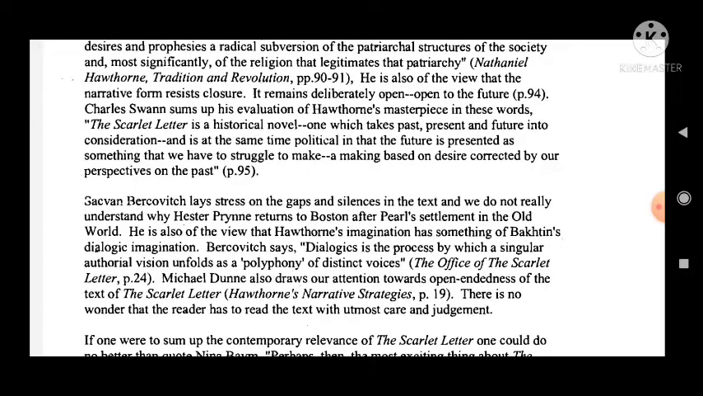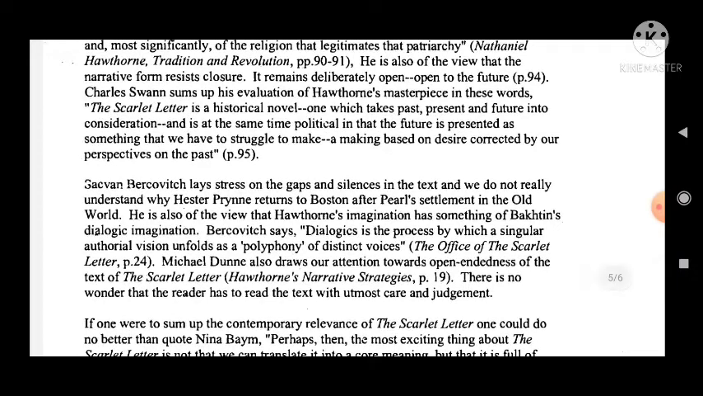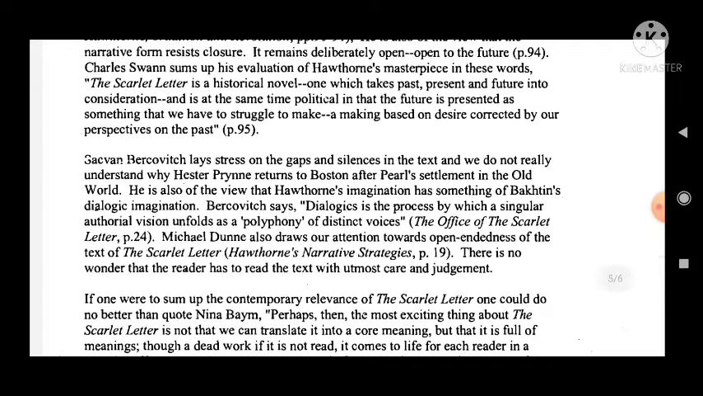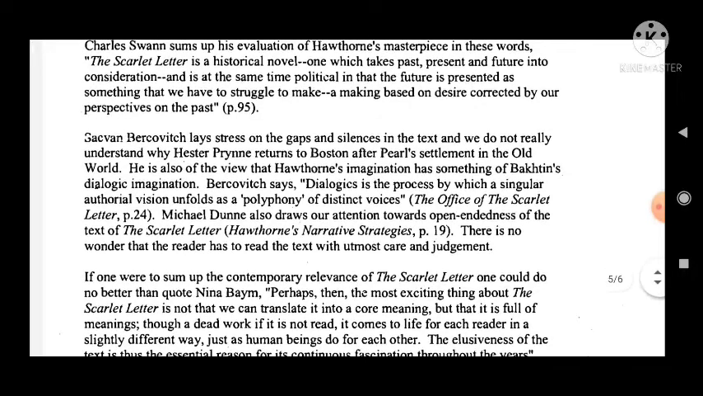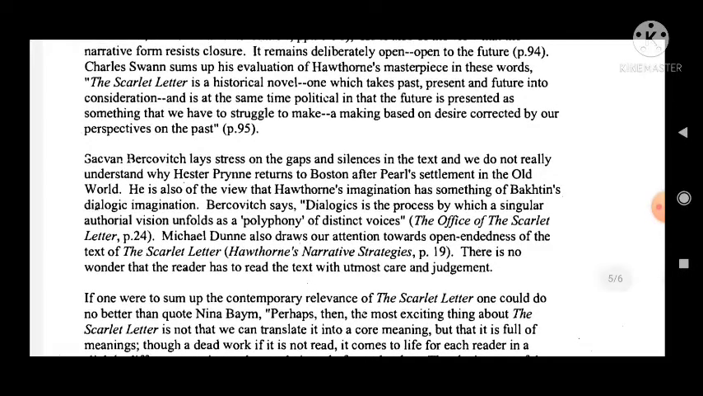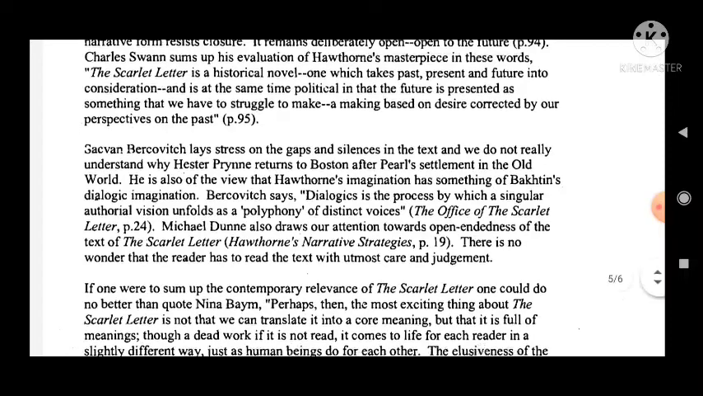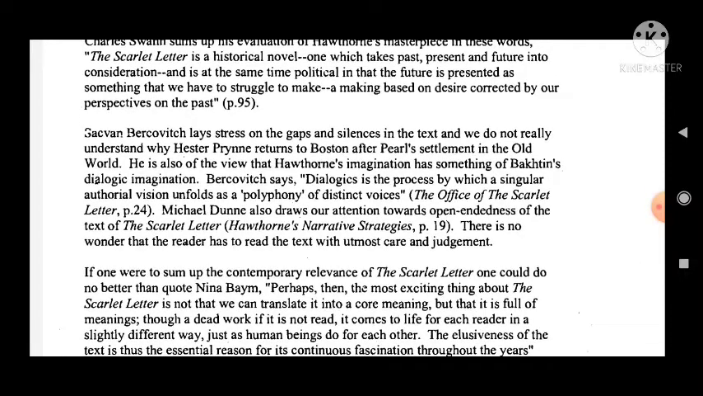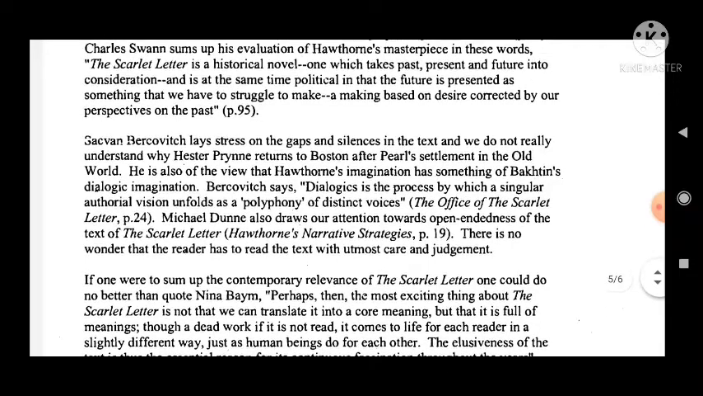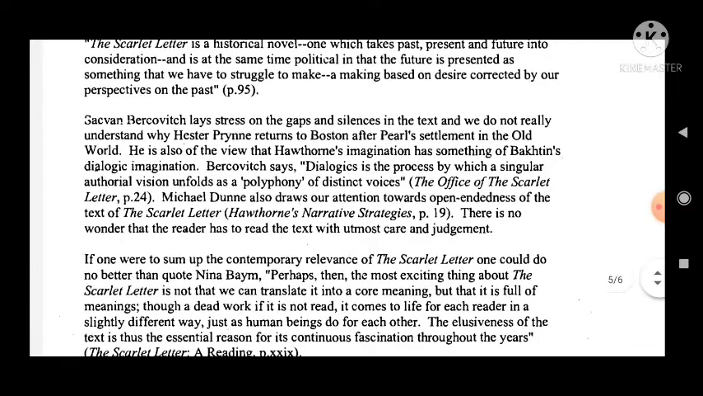He is also of the view that the narrative form resists closure. It remains deliberately open to the future. Charles Swann sums up his evaluation of Hawthorne's masterpiece in these words: The Scarlet Letter is a historical novel, one which takes past, present and future into consideration, and is at the same time political, in that the figure is presented as something that we have to struggle to make a marking based on desire, corrected by our perspectives on the past.